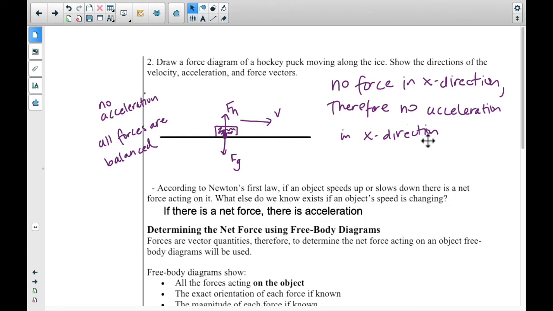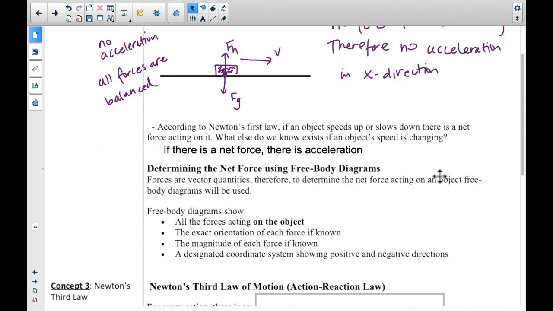And we just wrote this down, but I guess I jumped ahead of myself. If there is a net force, then there is acceleration. Acceleration and force go hand in hand. Okay, I mentioned that in this unit we're going to be doing a lot of free body diagrams, and so we need to talk a little bit about free body diagrams. Net force is you're basically looking at the force vectors and seeing which ones cancel each other out. So forces are vector quantities, therefore to determine the net force acting on an object, free body diagrams will be used.